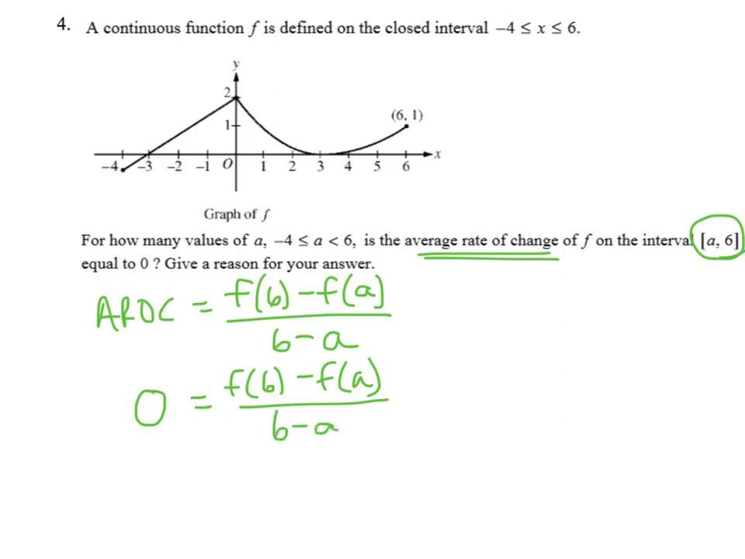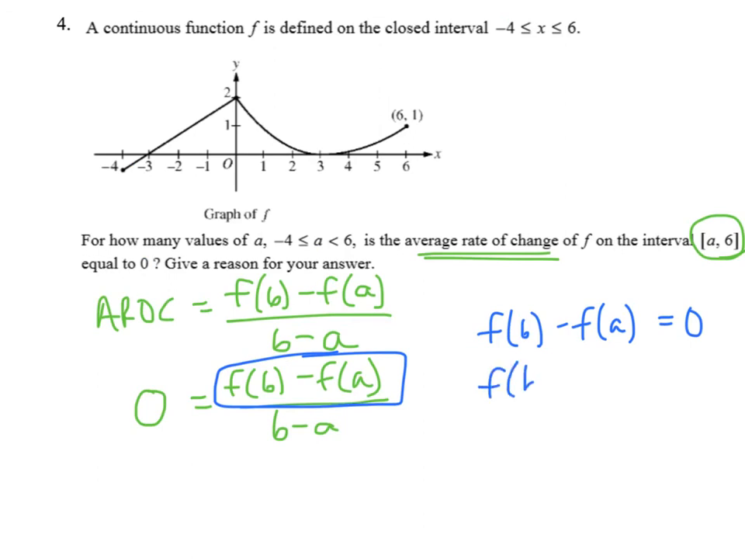So when is this going to happen? Well, what do we know about fractions? Hopefully our gut is telling us that if the numerator is equal to 0, then in fact the whole fraction is equal to 0. So we need f of 6 minus f of a to equal 0. Well, when will that happen? That happens when f of 6 is equal to f of a.